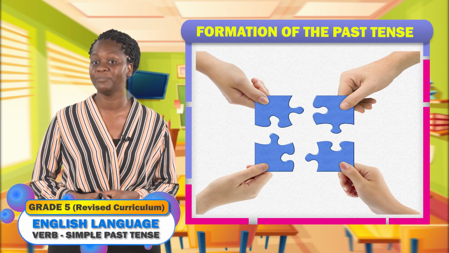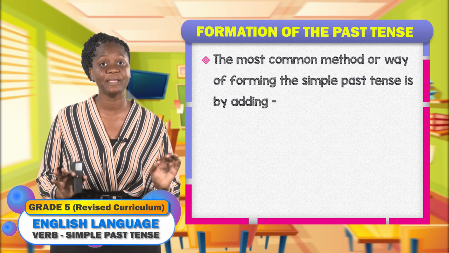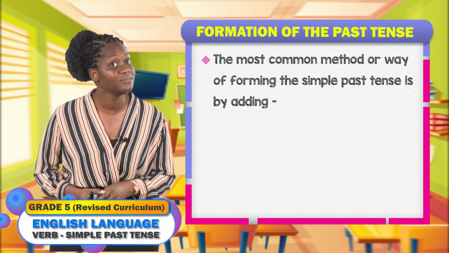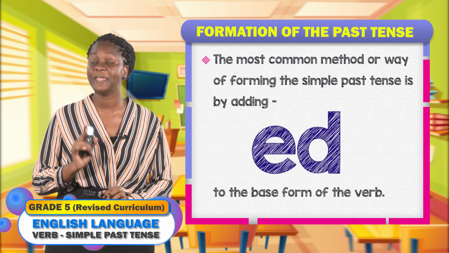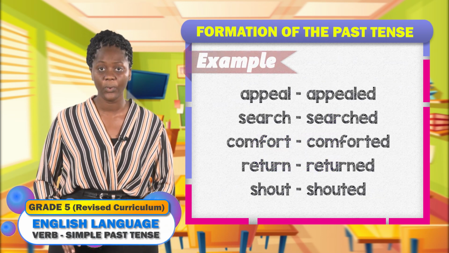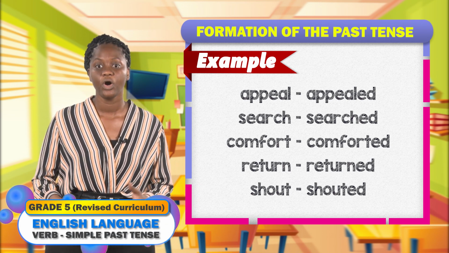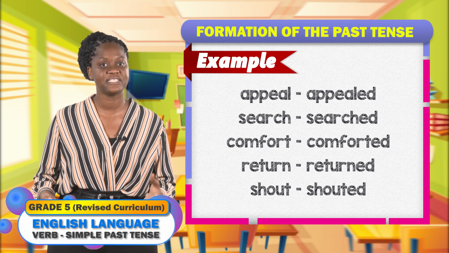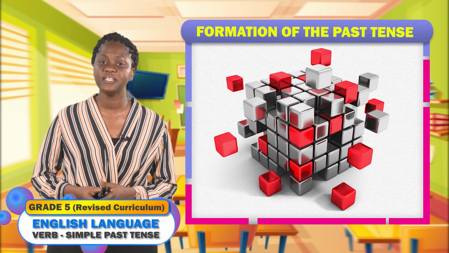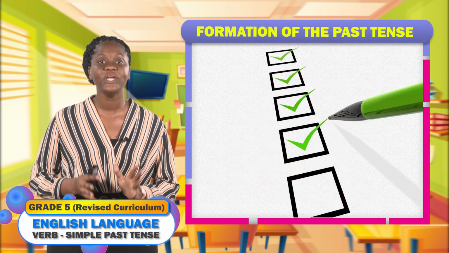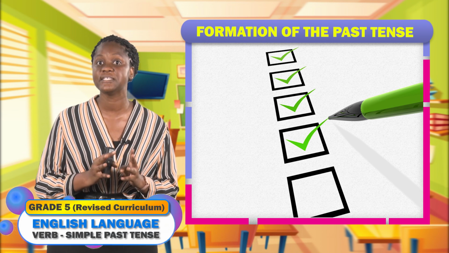So, how do we form the past tense? The most common method or way of forming the simple past tense is by adding ed to the base form of the verb. So, if we have appeal, the past tense is appealed. Or if we have shout, the past tense is shouted. However, sometimes adding ed is not so simple. We need to follow a few rules in order to ensure that our spelling is correct.